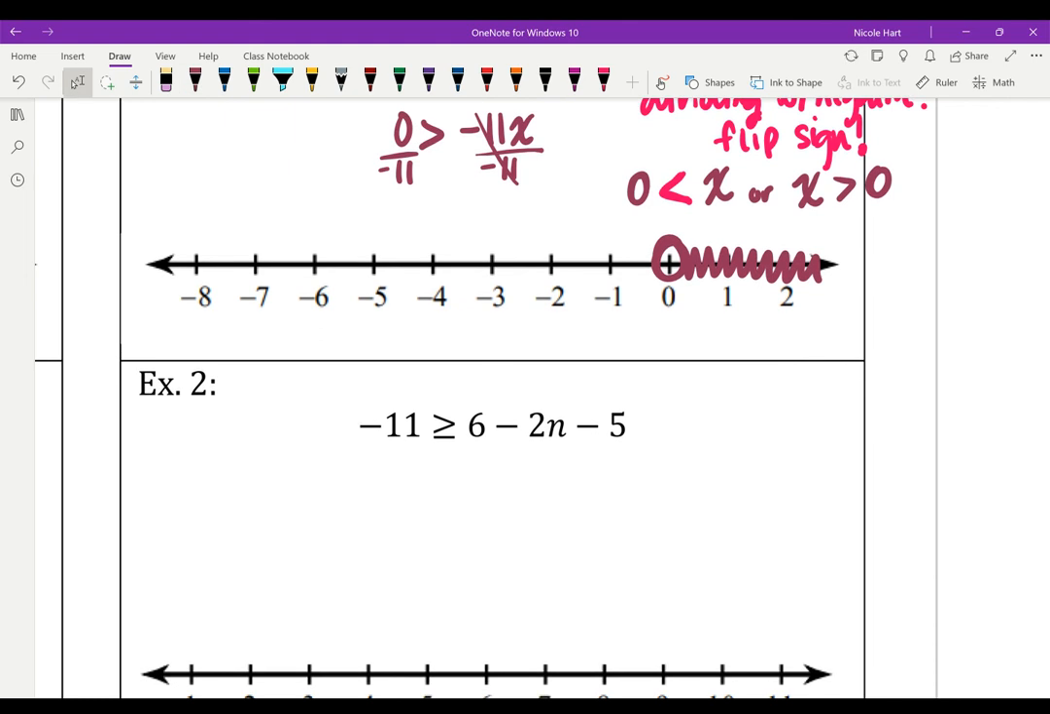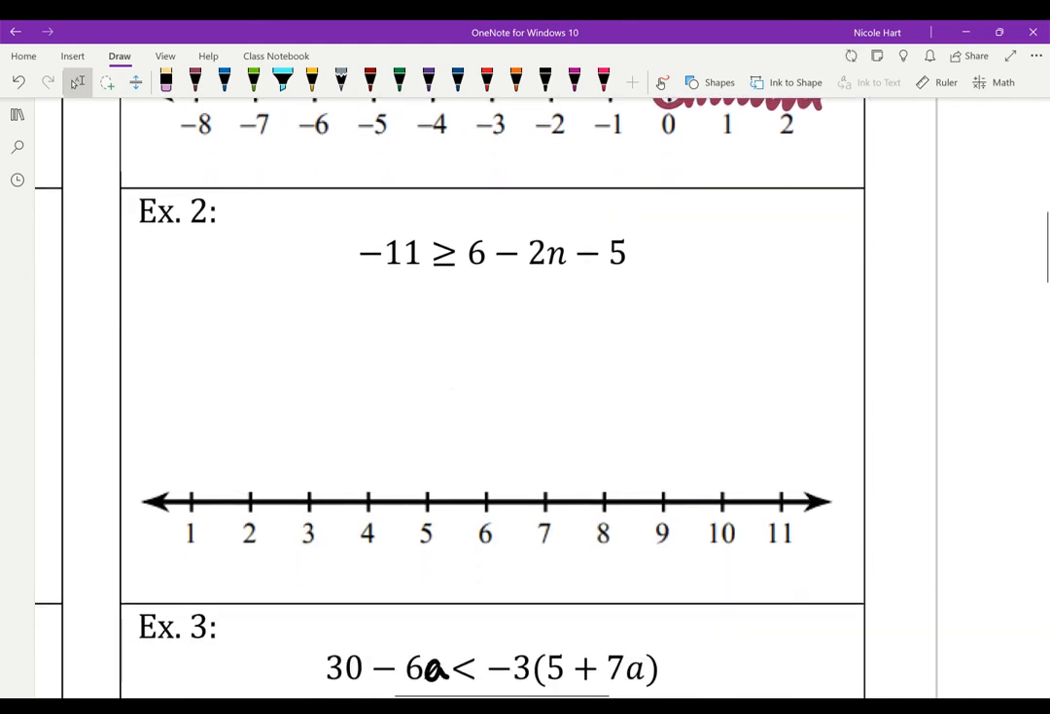Example 2. Here we have negative 11 is greater than or equal to 6 minus 2n minus 5. We have some like terms here, so I would combine those first. So we have negative 11 is greater than or equal to 6 minus 5 is just 1 minus 2n.